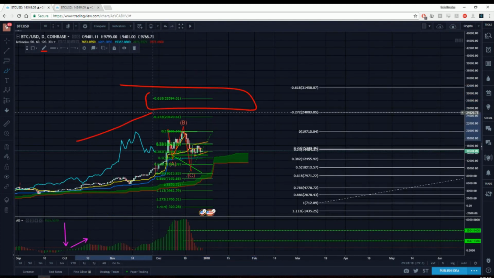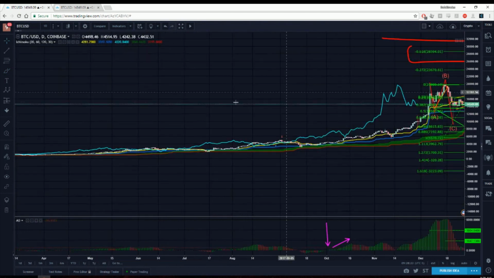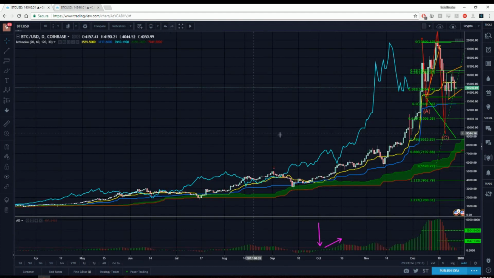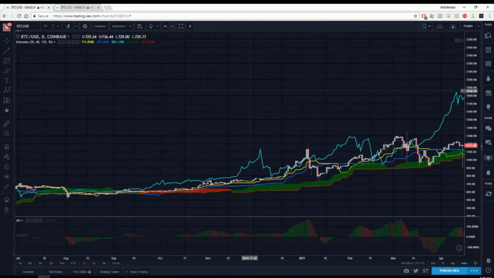All right, I don't want to use this current example, so we're going to just go back a little bit to show you what I mean as far as getting out of the trade before the Ichimoku gives us the signal.